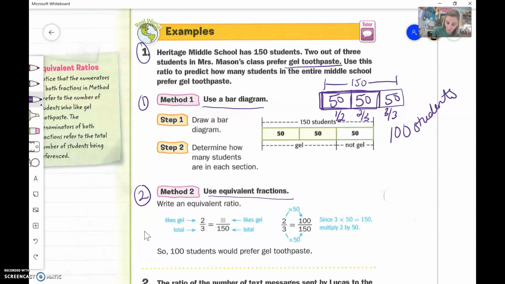So if we're talking about 2/3, and we know that the total is 150, this is where we figure out how we get from this denominator to this denominator. When we see the 3 and we're trying to get to 150, we know that if we multiply 3 times 50, that's going to give us 150. Whatever I do to the bottom denominator, I must do to the numerator, to the top. I multiplied by 50, so I have to multiply the top by 50, which gives me 100. So it's the exact same answer.